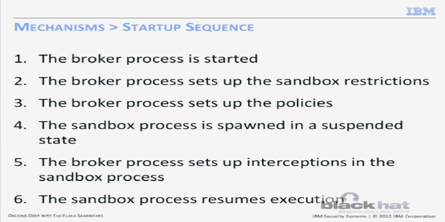For all three sandboxes, since they're all based on Chrome sandboxing code, they generally have the same startup sequence, with some differences in details that we will be discussing later in this talk. In general, they all follow this sequence. First, the broker process will be started. Then the broker process sets up the sandbox restrictions. It sets up the integrity levels, the job levels, and the token levels. Then it will set up the policies.